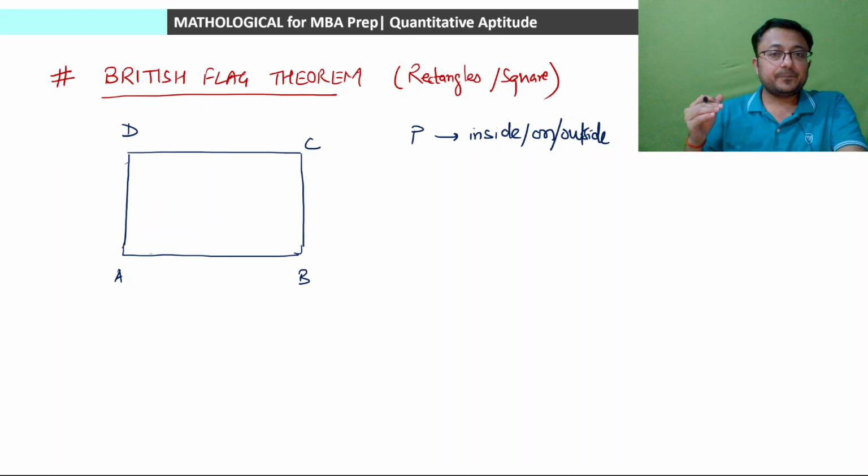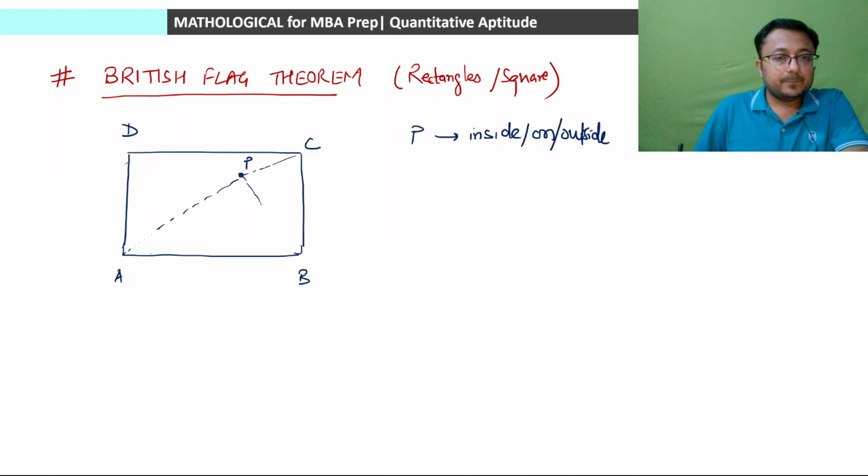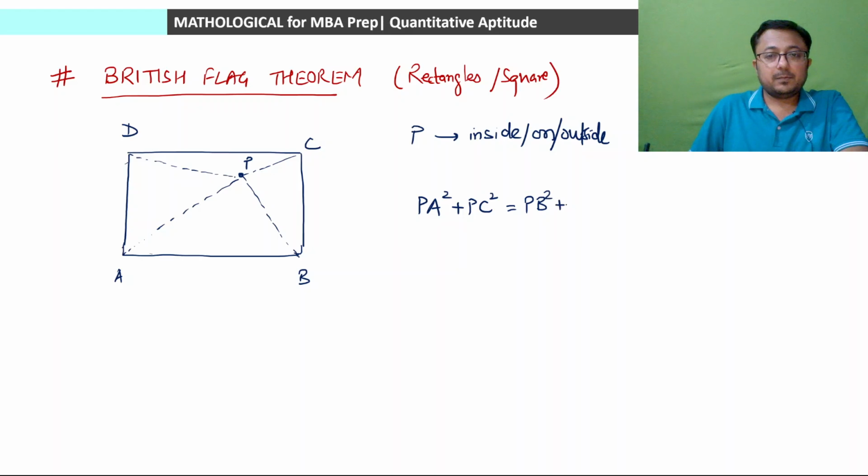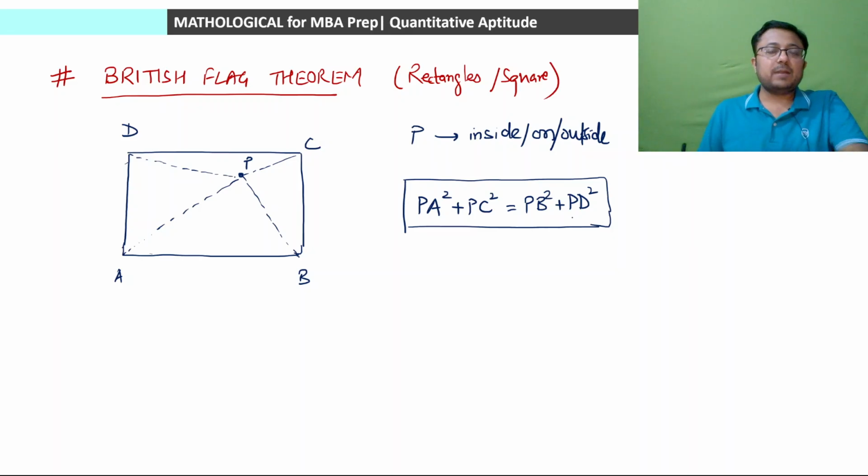the theorem says, let us say this is point P. So PA, तो कनेक्ट करते हैं, PC, PB and PD, all of them are connected, and the property says that PA square plus PC square is equal to PB square plus PD square. PA square plus PC square is equal to PB square plus PD square as per the theorem. Is that clear?